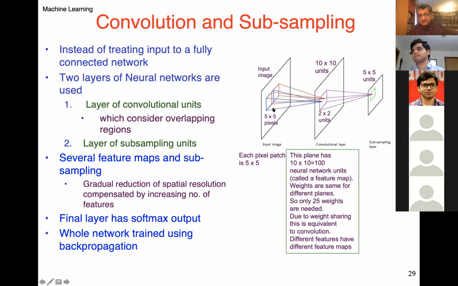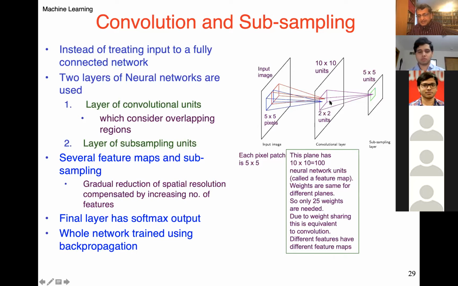So this is basically the idea of convolution. And that is repeated again and again. They're overlapping; when you move it over, it's overlapping here. That gives you the next value and so on. And this might create a smaller image. This plane has 10 by 10, 100 neural network units, called a feature map. These are referred to as a feature map.